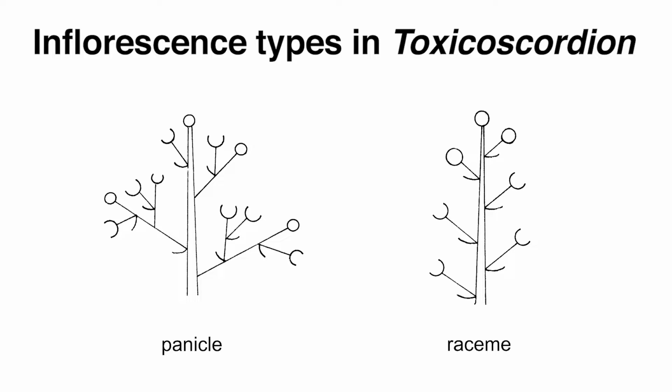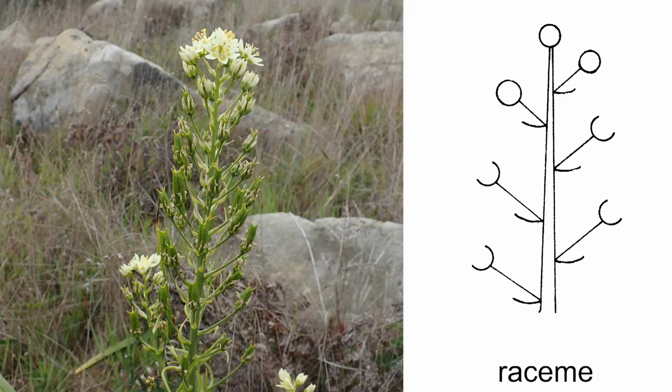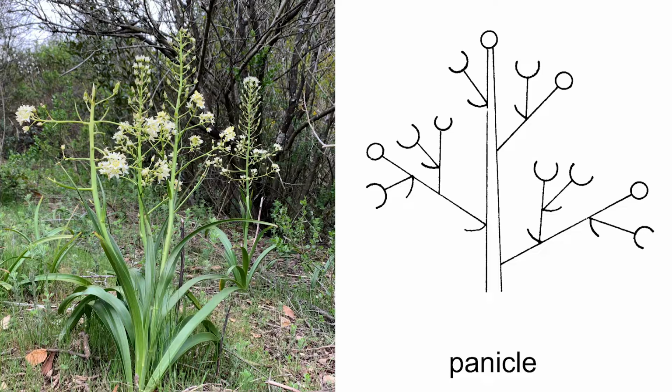Toxicoscordion species have either a panicle or a raceme inflorescence. Toxicoscordion fremontii can have either type. Here we see a Toxicoscordion fremontii with a raceme, which is an unbranched inflorescence in which flowers are borne on pedicels. Here is the same species with a panicle, a branched inflorescence.